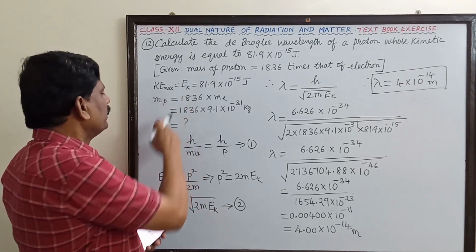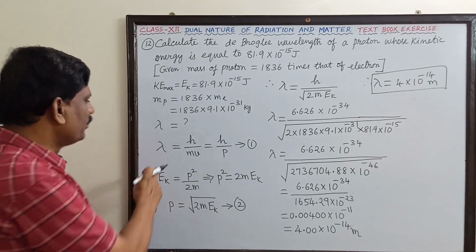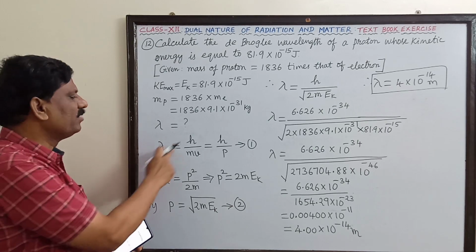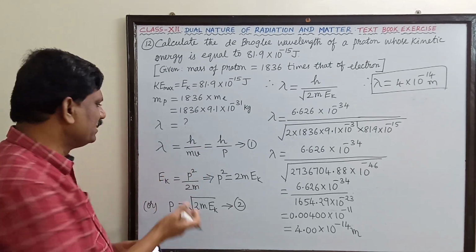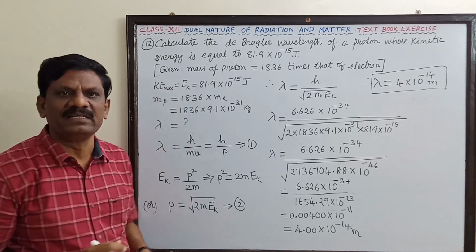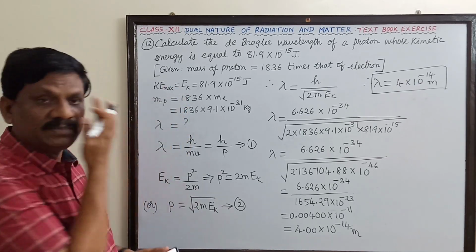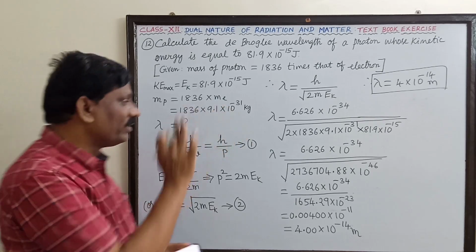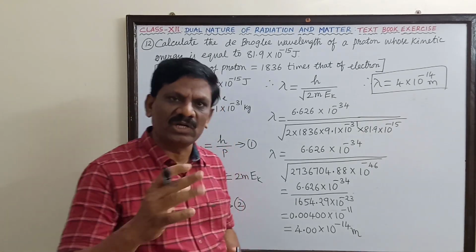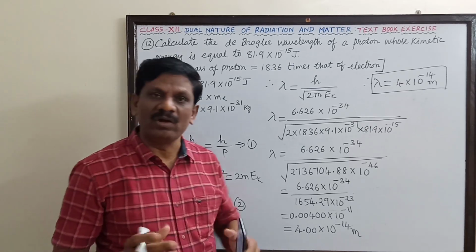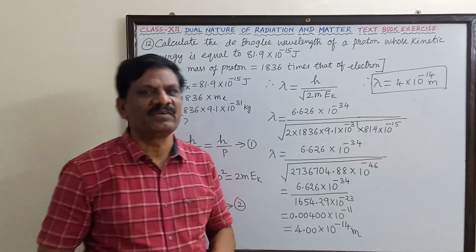So what a simple concept. This is the de Broglie wavelength in general expression, lambda equal to h by mv or h by p. Just momentum is expressed in terms of kinetic energy because kinetic energy is given here. So the concept is very simple, but the calculation is very tedious. So practice the calculation in a shortcut method by using logarithmic calculation. I hope you must have understood well. Fine.